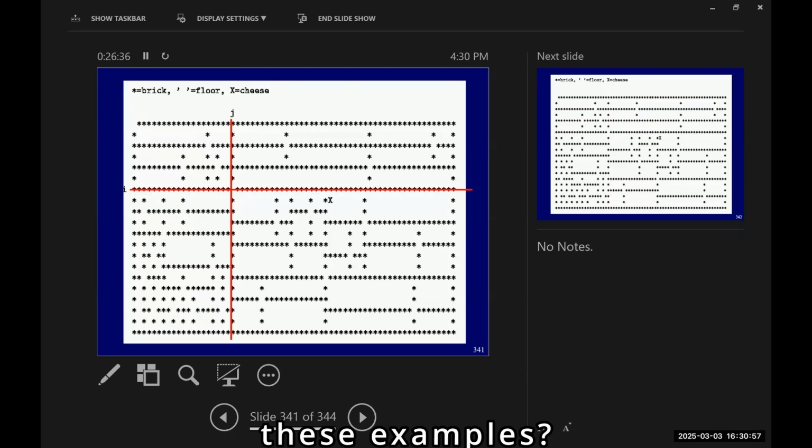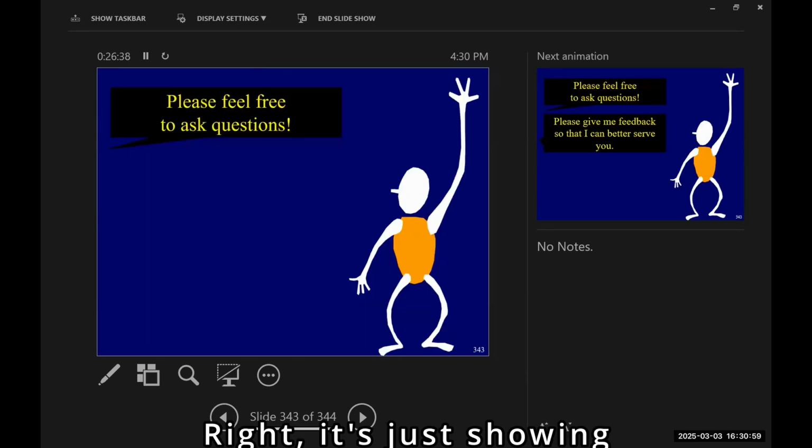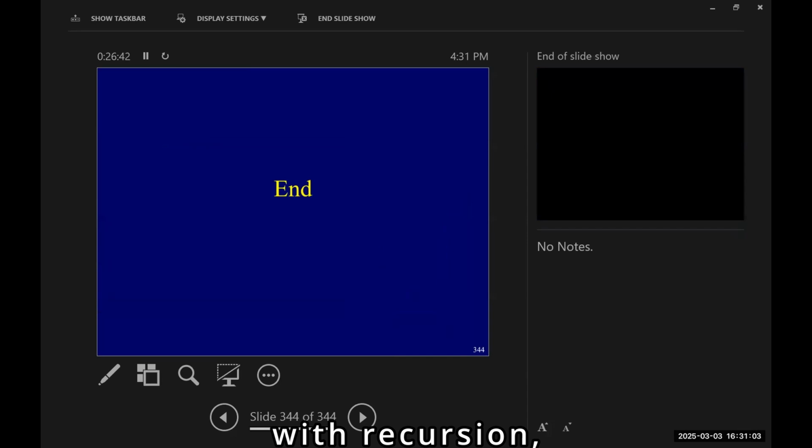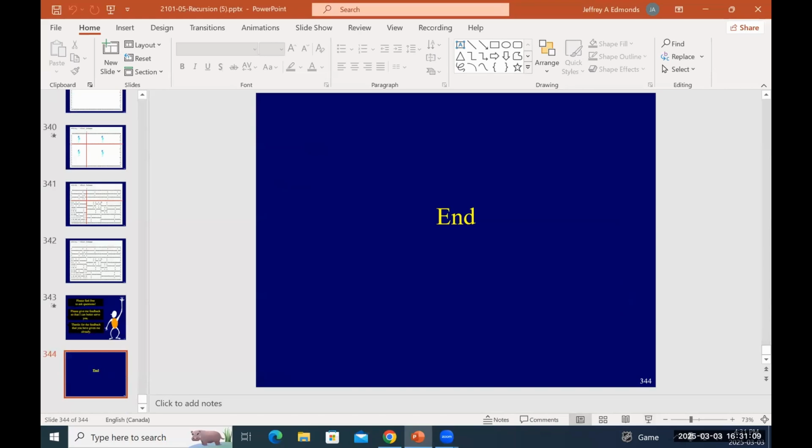Any questions about these examples? Right, it's just showing you some of the things that you can do with recursion. Right, everybody good? All right. That's good.